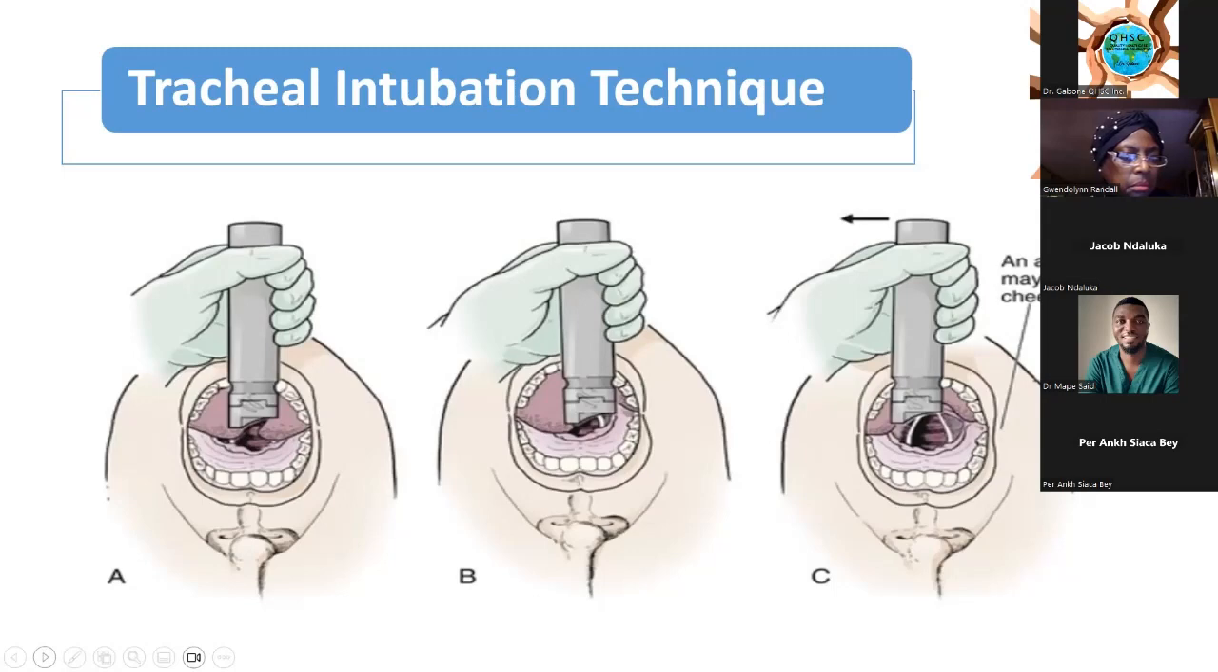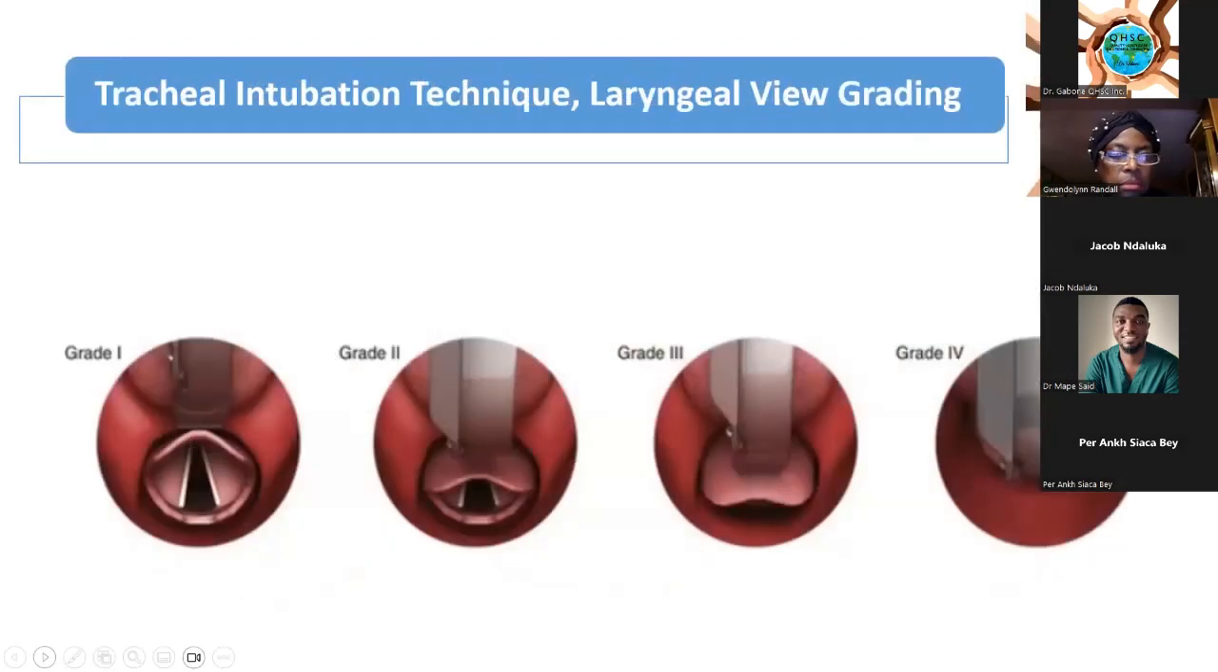And as we said during the review, next slide, you can also grade your view. If you have a good visualization of the vocal cords, it's grade one. Or you can see it like grade two.